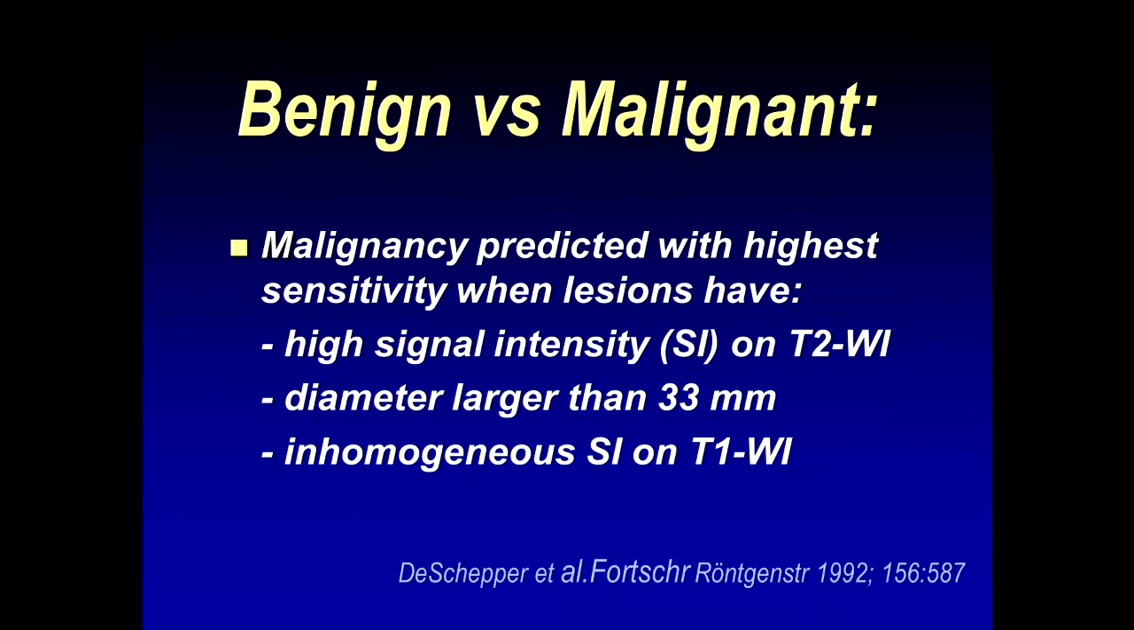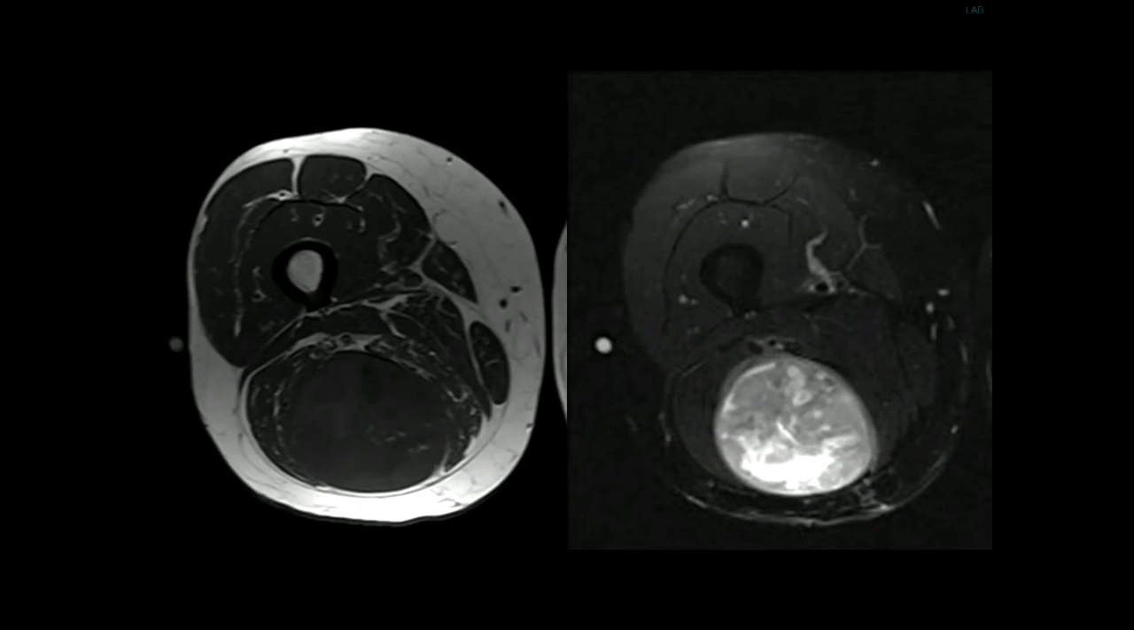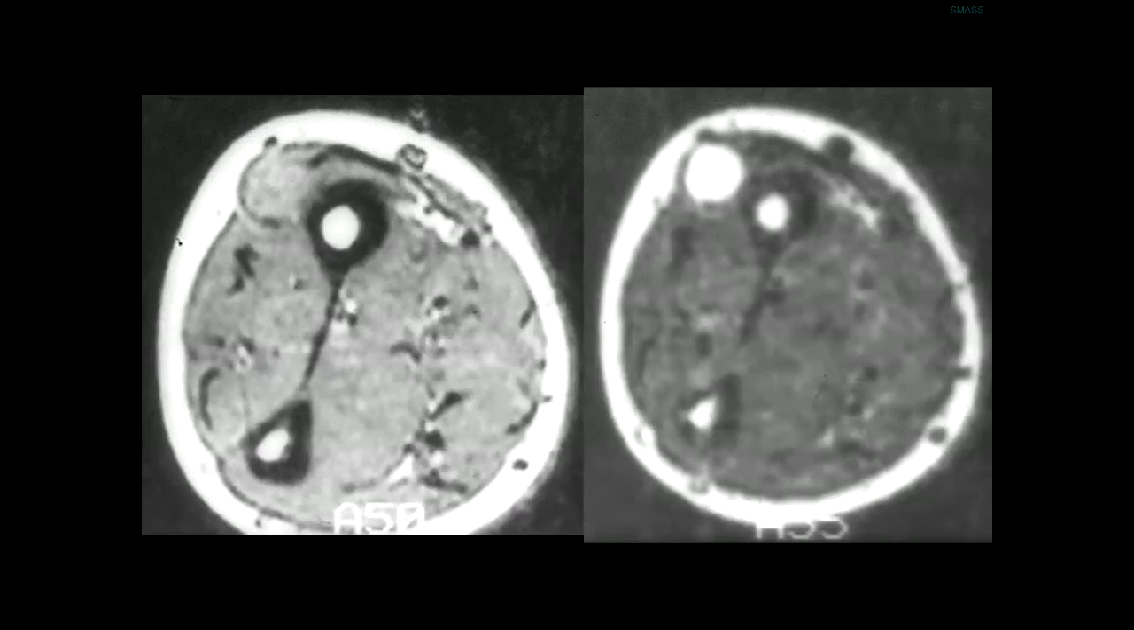We can say that malignancy is predicted with the highest sensitivity when a lesion has a high signal intensity on T2, a diameter larger than 33 millimeters, and is inhomogeneous on T1. And it can be predicted with the highest specificity when we have necrosis, bone or neurovascular involvement, and a mean diameter of more than 66 millimeters. This is a typical malignancy. It's big, it's deep, it's heterogeneous, in this case on both T1 and T2, and this is evil till proven otherwise.